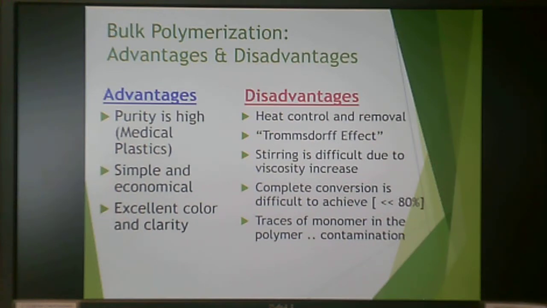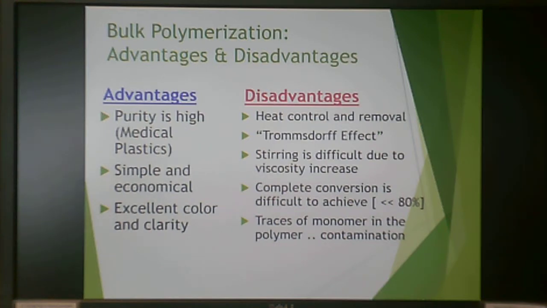When it comes to bulk polymerization, the purity is very high. You don't have a bunch of solvent or water or surfactant or other stuff in there, so you don't have to worry about removing it. The only thing you really have to worry about is maybe removing traces of monomer. Therefore, you get really high purity polymer. It's simple and it's economical. You have two starting materials, you have a third product. It's good. You get excellent color and clarity too because the purity is high.